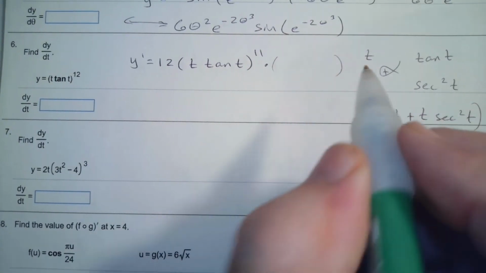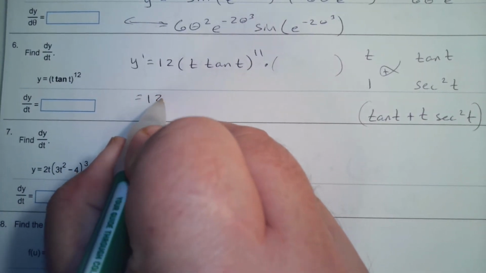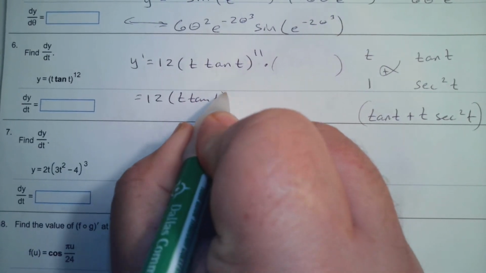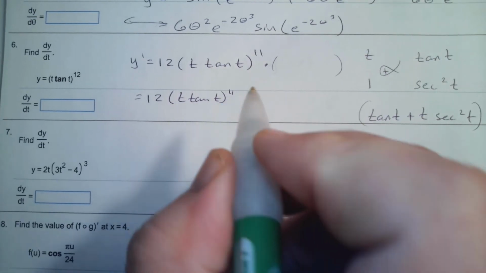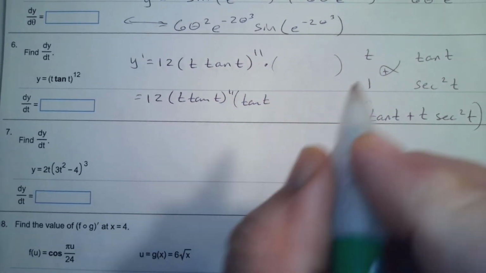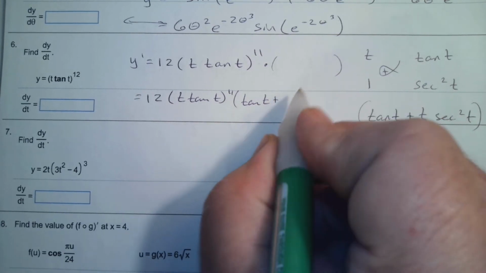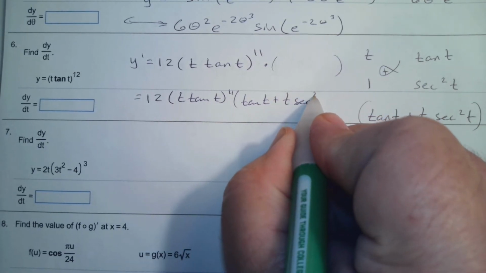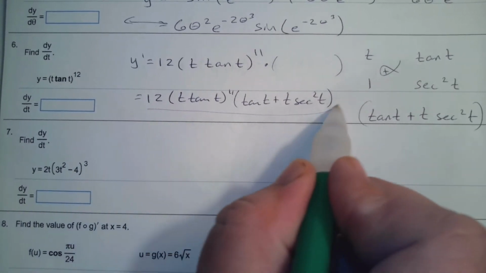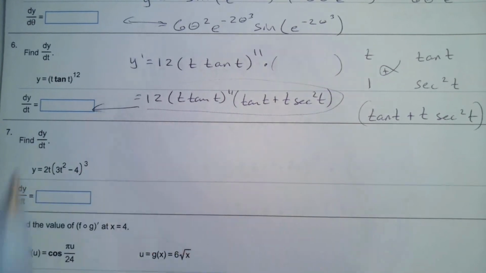All those go back here. So we have 12 t tangent t to the 11th, tangent t plus t secant squared t. Yeah, that's as far as we can simplify that. That goes in there.